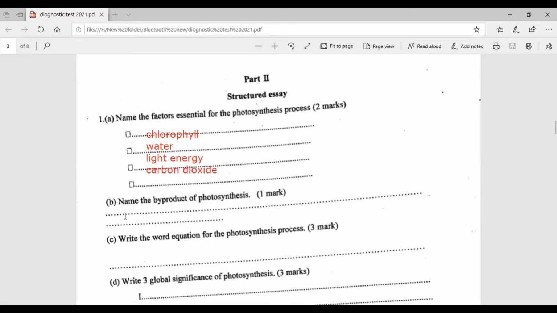Name the byproduct of photosynthesis. It is oxygen. Write the word equation for photosynthesis. Carbon dioxide plus water can form glucose and oxygen.